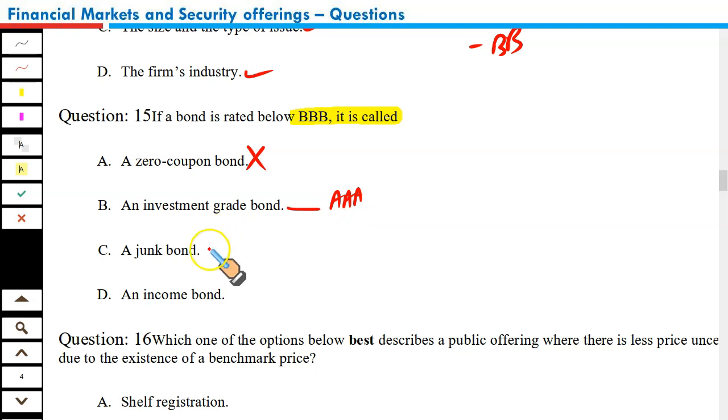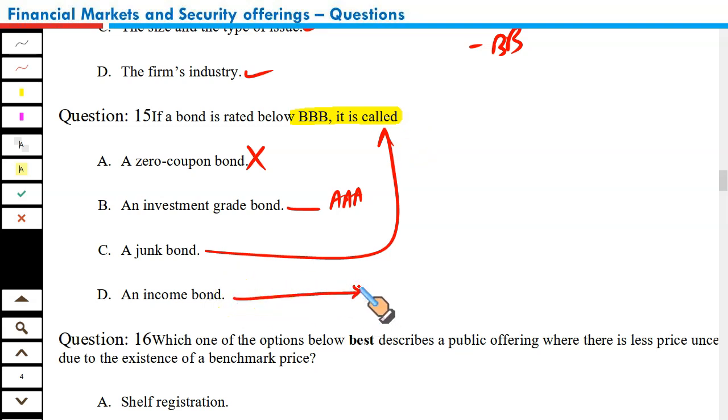A junk bond, a bond that is likely to default, is rated below BBB. Absolutely, that makes sense. And an income bond pays interest based upon the income earned by the issuer. So basically it's not necessarily rated badly, it's just that it pays interest based upon the income earned from specific sources. So for us, this is the answer. A junk bond is a bond that is rated below BBB.